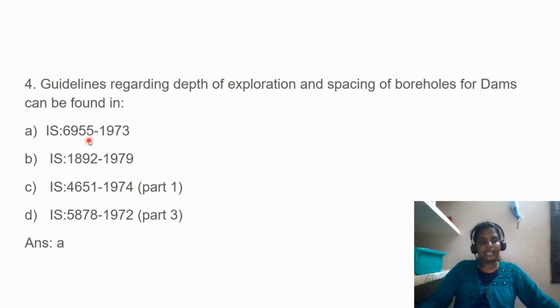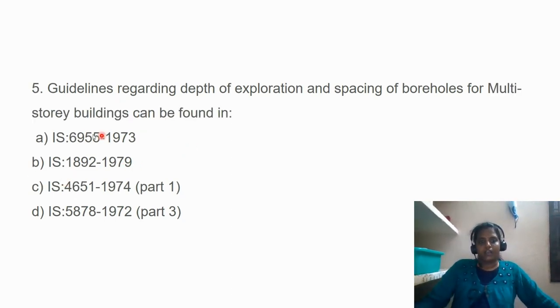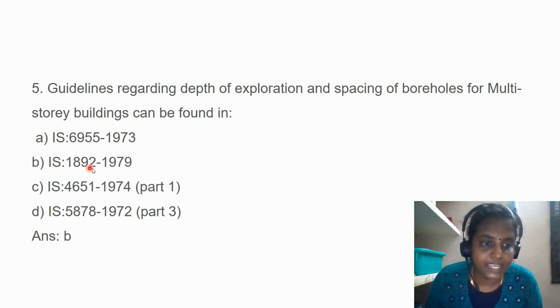So IS 6955 is the codal provision for dams, and IS 1892 is for multi-story buildings. That is the guideline for depth of exploration for multi-story buildings: IS 1892 1979.